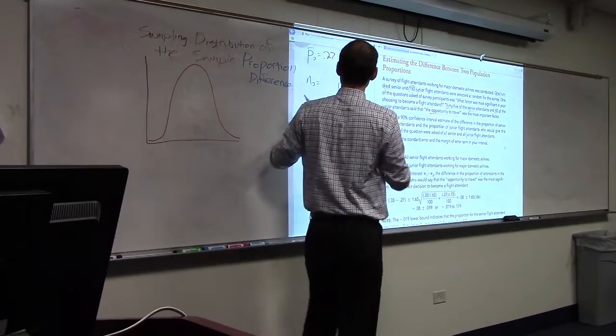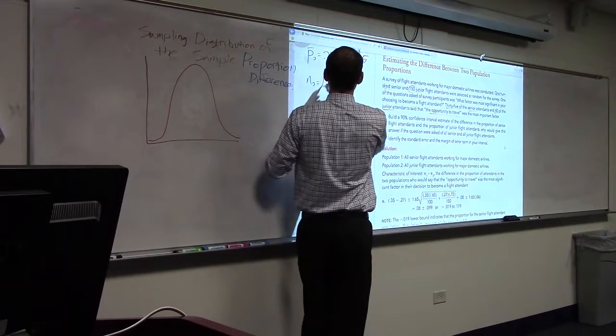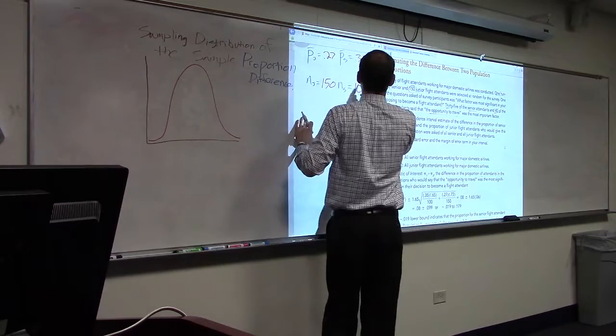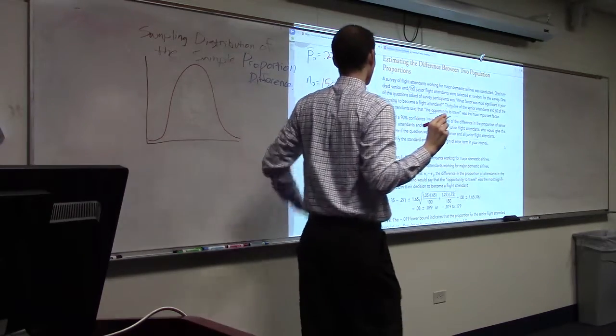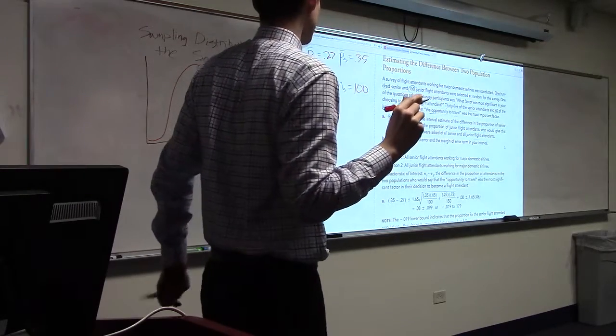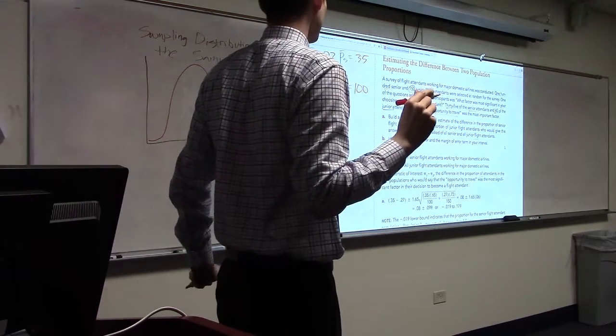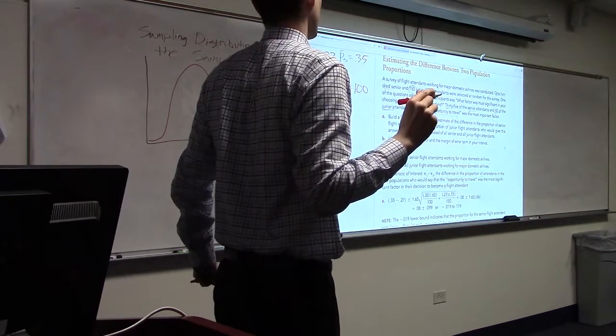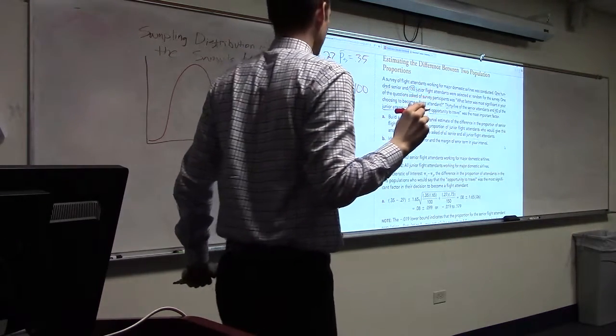All right, what's our sample size for junior? 150. What's our sample size for senior? 100. Okay. All right, and we want to build a 90% confidence interval of the difference in proportion of senior flight attendants and the proportion of junior flight attendants who would give this answer if they were asked of all senior and all junior flight attendants.